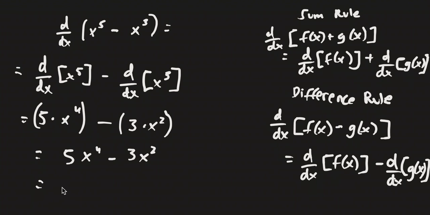And similarly, you can take out the x squared and make this x squared times 5x squared minus 3. And so this is your answer.